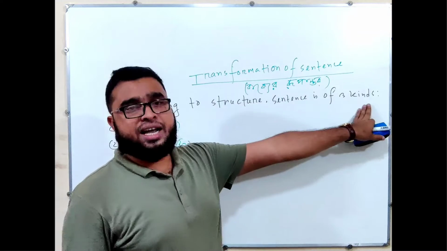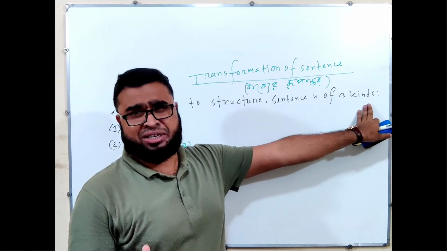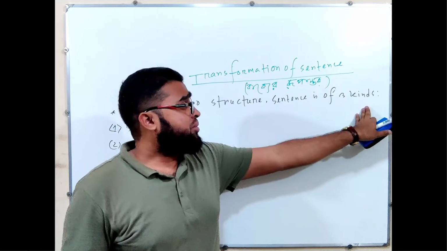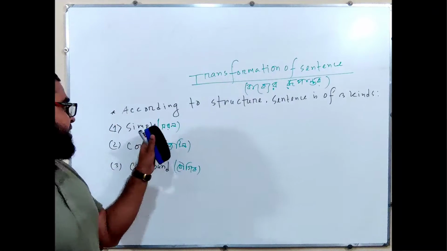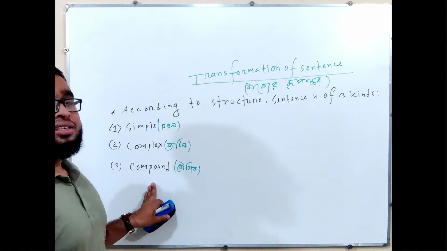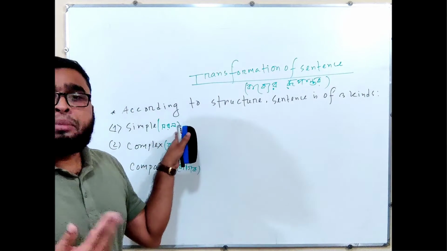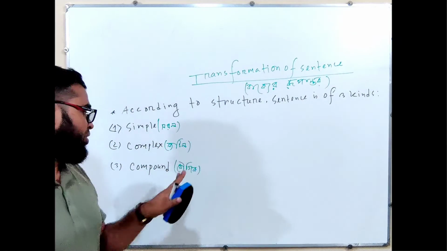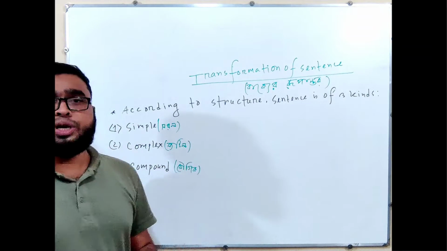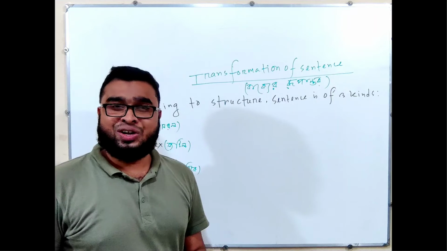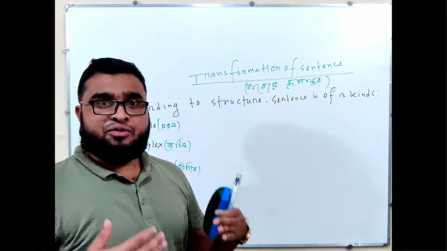Sentence is of three kinds according to structure, and according to meaning, sentence is of five kinds: assertive, interrogative, imperative, optative, and definitely exclamatory. But whenever it comes to according to structure, sentence is of three kinds: simple sentence, complex sentence, and compound sentence. Simple means actually সরল বাক্য, complex sentence জটিল বাক্য, and compound means যৌগিক বাক্য. One by one, we will learn very easily. So watch this video until it is finished.